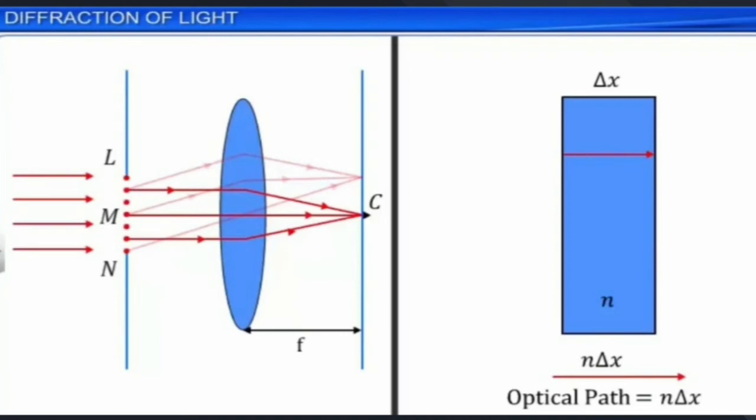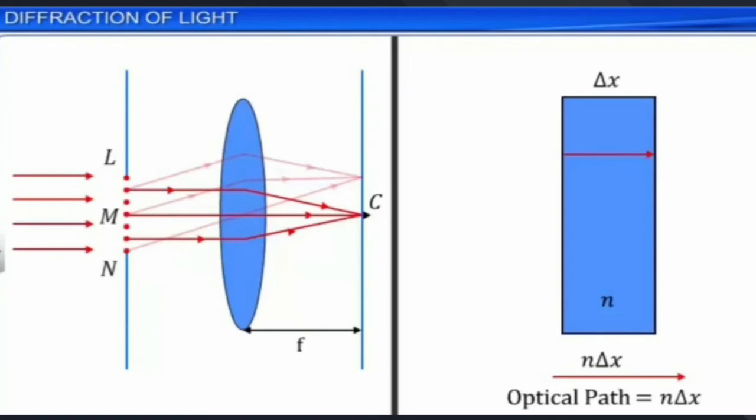When a light ray passes from air to a denser medium having refractive index n, and the thickness of that medium is delta x, the actual path to be traveled by the light ray is delta x. But because of the high refractive index of that medium, we define the optical path to be n delta x. Because of the high refractive index, the speed of the wave is reduced, so it has to travel for more time through that medium to come out of it. That difference in time taken, we speak of in terms of increase in distance. That term we use as optical path.